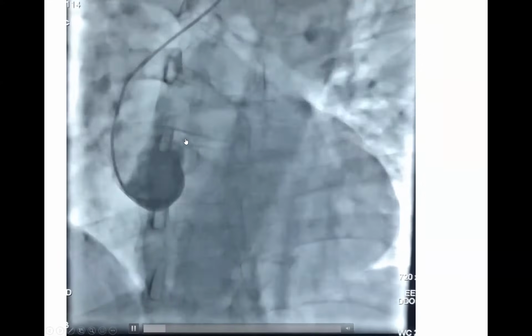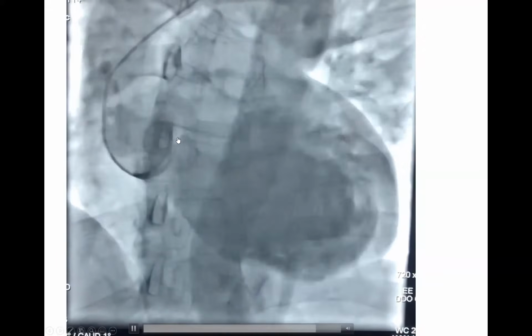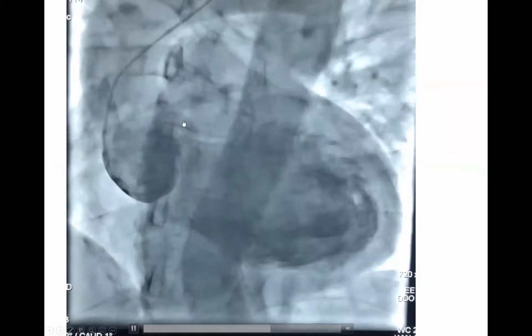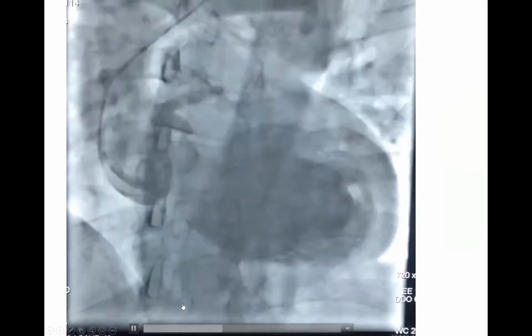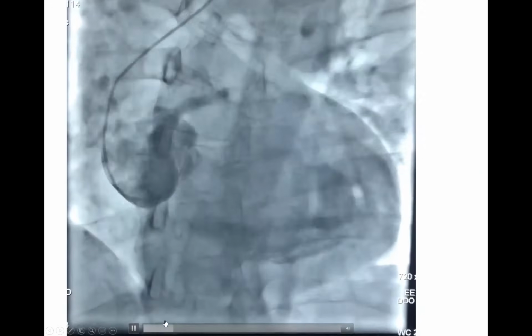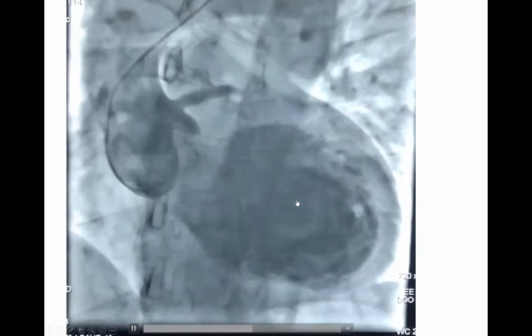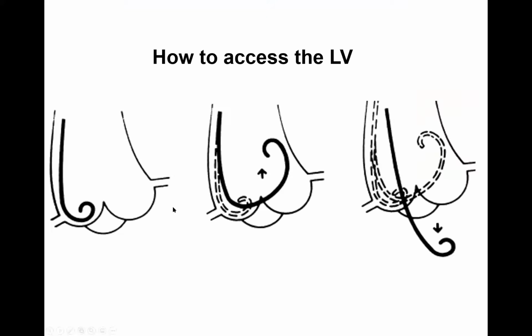The right and left cusps are fused, and the jet is coming posteriorly from the non-coronary cusp, between the non-coronary and that fused cusp. So those two cusps are fused. And it's mostly the right portion of that cusp that is dilated. It measured 4 centimeters by aortography. Okay. So those are some of the hints. Any questions?